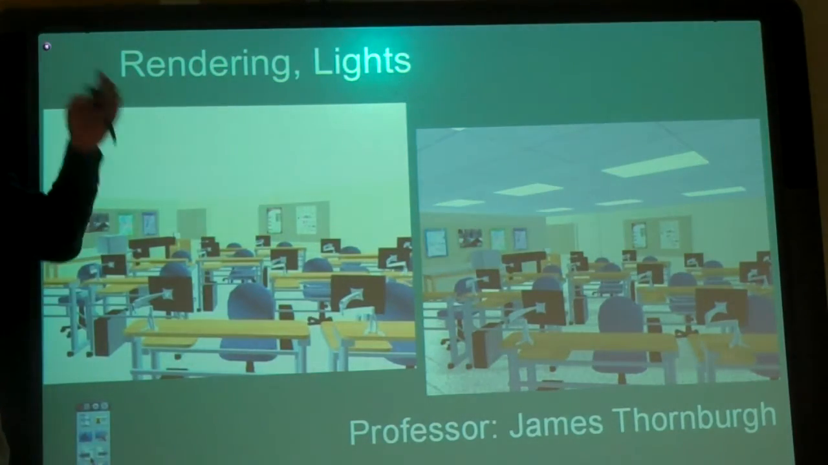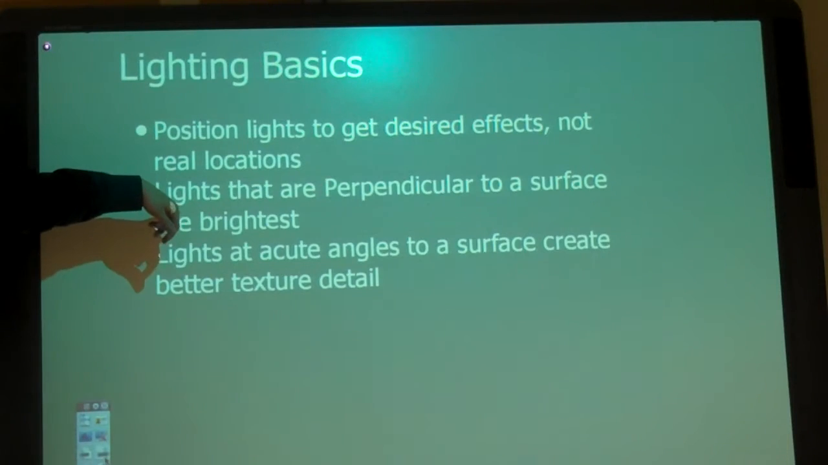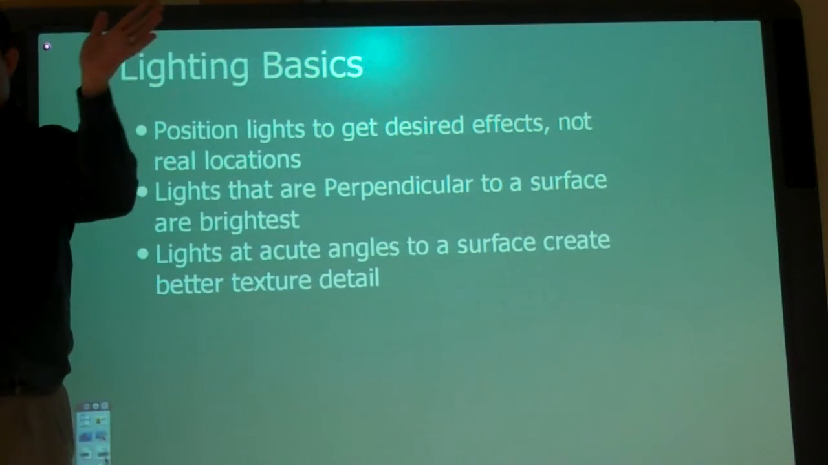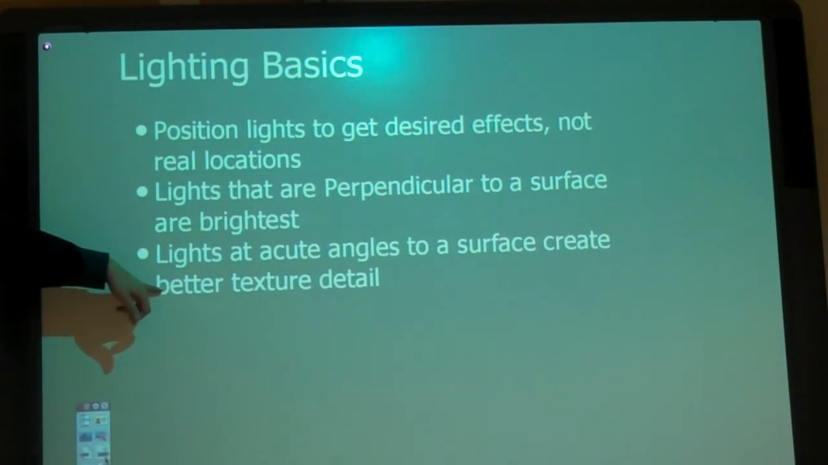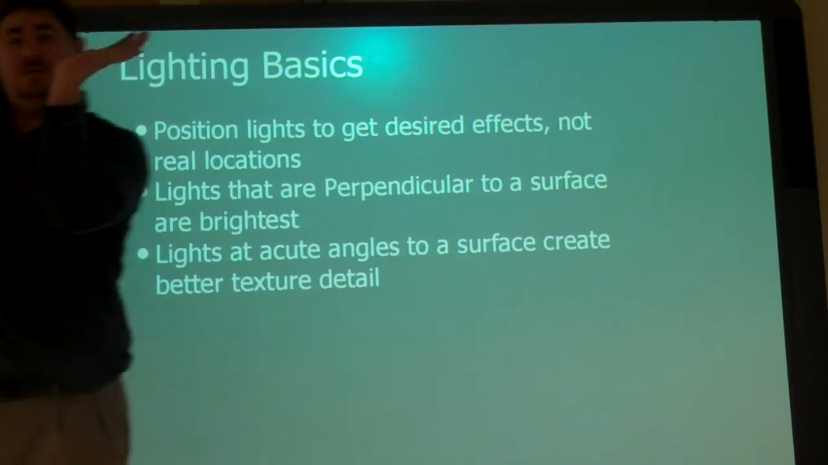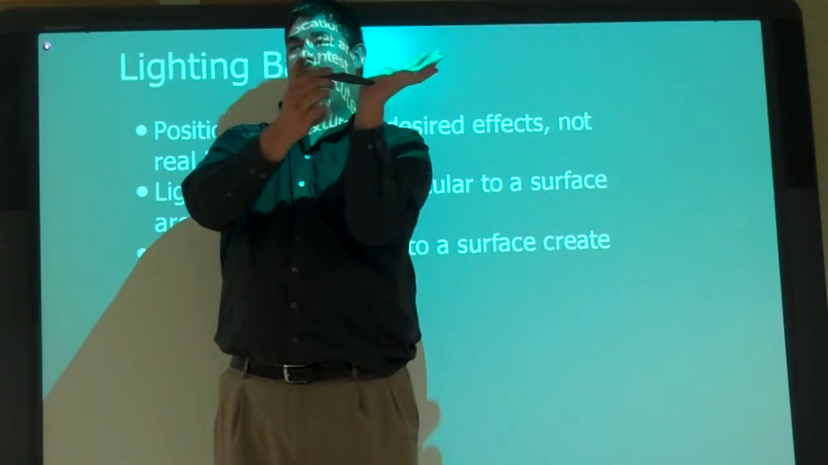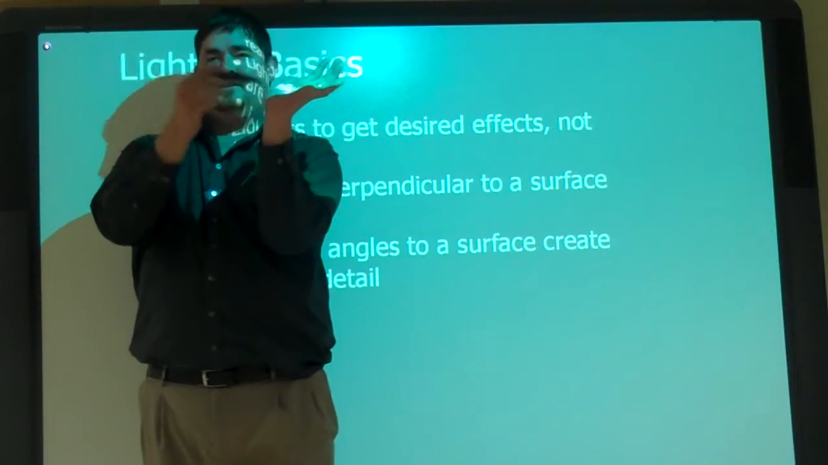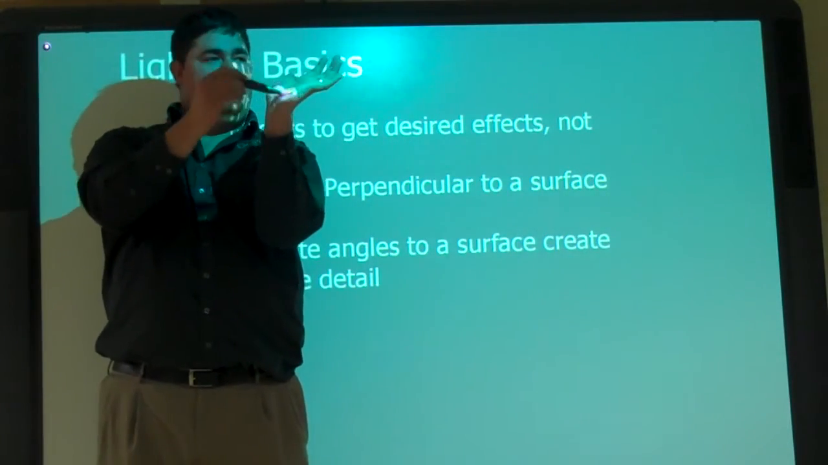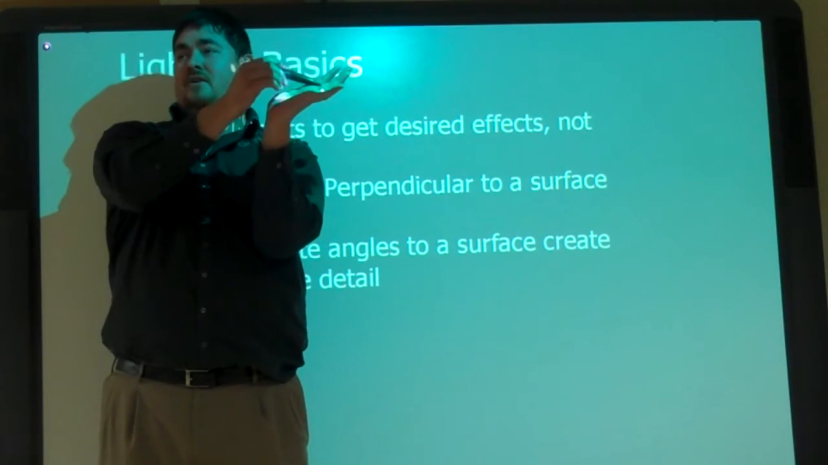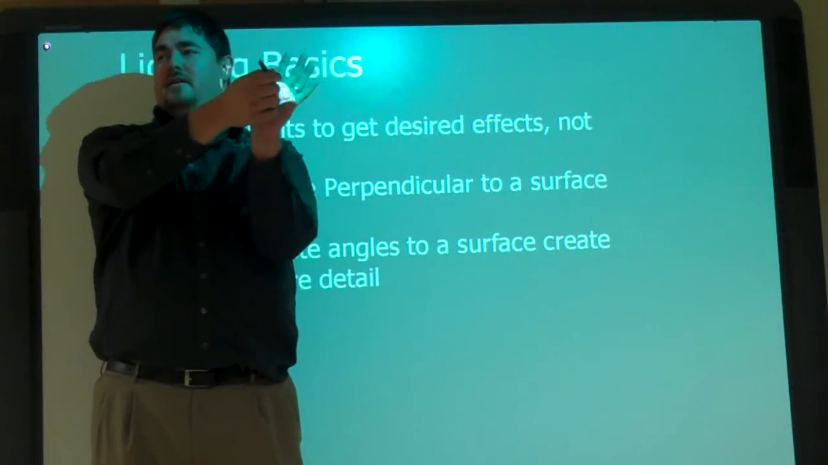So to kind of get what I want to show. Lights that are perpendicular to a surface should brighten up that surface really well. Lights that are at an acute angle to the surface, so if this is the surface, the light's coming this way, that's going to show a lot of texture. Why is this going to show texture? Because it's going to make shadows. Yeah, we're going to get lots of shadows, right? If there's any variation in the surface, we're going to get shadows from it. If it's going straight at it, no shadows. It's just going to be really bright.